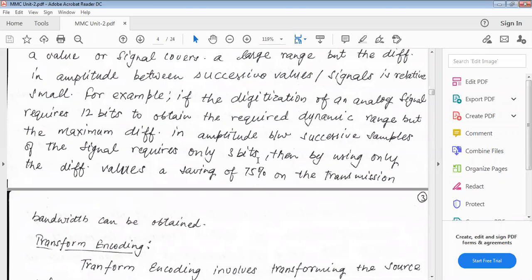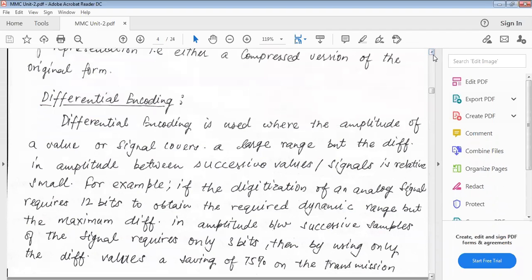So like this they are going to do the compression under the differential encoding scheme. Instead of 12 bits you are using only 3 bits. So out of 12 bits, you are using only 25%, and 75% is saved. Out of 12 you are using only 3 bits, so only 25% is used, and the remaining 75% of the bandwidth is saved.